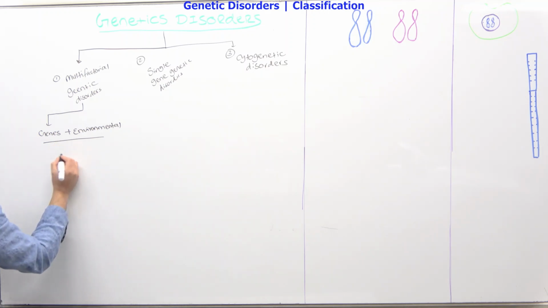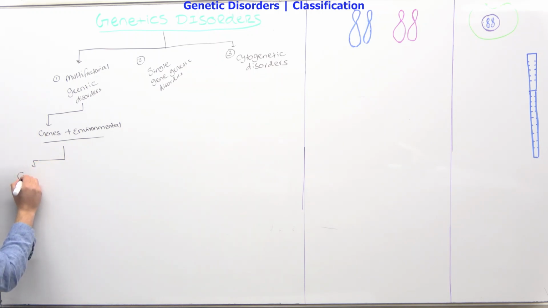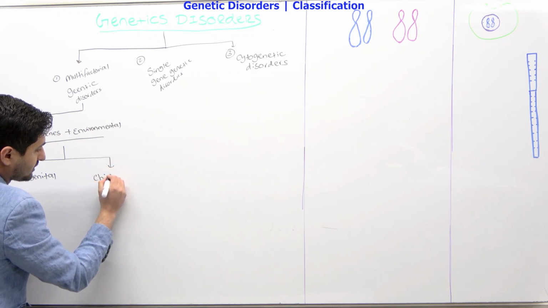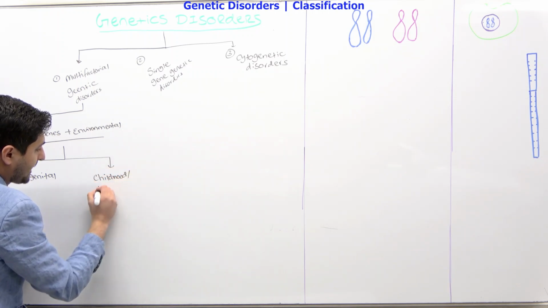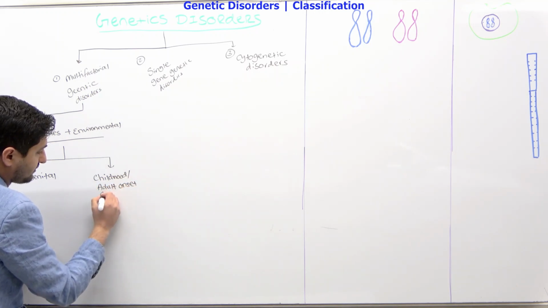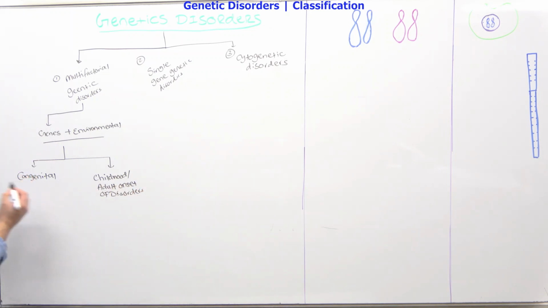Let's classify this into, again, two categories. One is congenital disorders, which come under multifactorial, and the other is childhood or adult onset disorders. This is what we're going to classify. Now, what are those disorders that come under the multifactorial disorders? For that, let's write down in red.